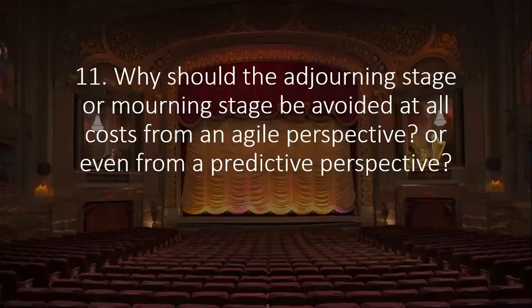Number 11, why should the adjourning stage or mourning stage be avoided at all costs from an agile perspective, or even from a predictive perspective? So the mourning stage is where the team disbands and goes its separate ways. This happens a lot in the world of predictive. In the world of Agile, we don't like this because the team has synergized and they've spent so much emotional investment in the relationship between team members that for the team to disband and everyone to go their own separate ways, we know that we're losing out, because imagine having to do that all over again on the next team.